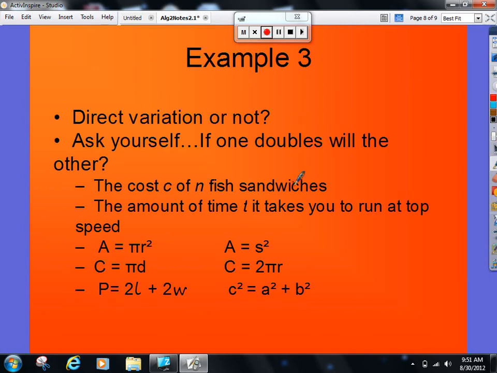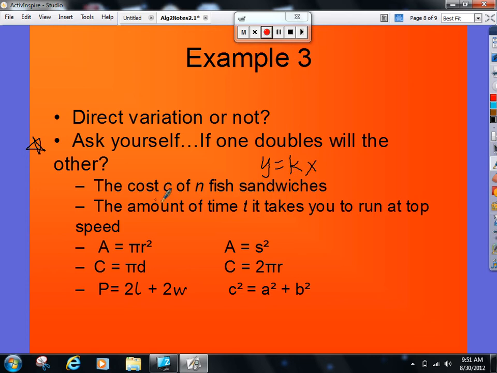The last example I'm going to go over with you is they're going to ask you if it's direct variation or not. Here's what you can ask yourself. Are they getting big together? Are they getting small together? Okay? If one is double, is the other going to double? That is if it's a general y equals kx example. But really you're asking yourself, if one is getting big, is the other getting big?